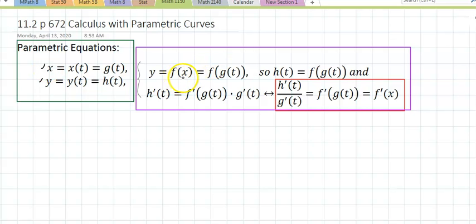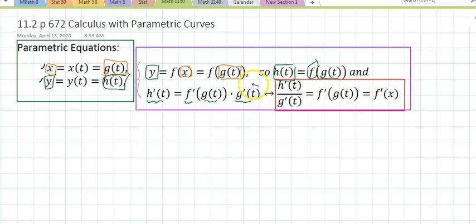if I take y equal f of x, and x is some g of t, and y is some h of t, so h of t equals f of g of t. If I take a derivative, by the chain rule, that will be the derivative of f at g of t times the derivative of g, that is, f prime of g of t times g prime of t.